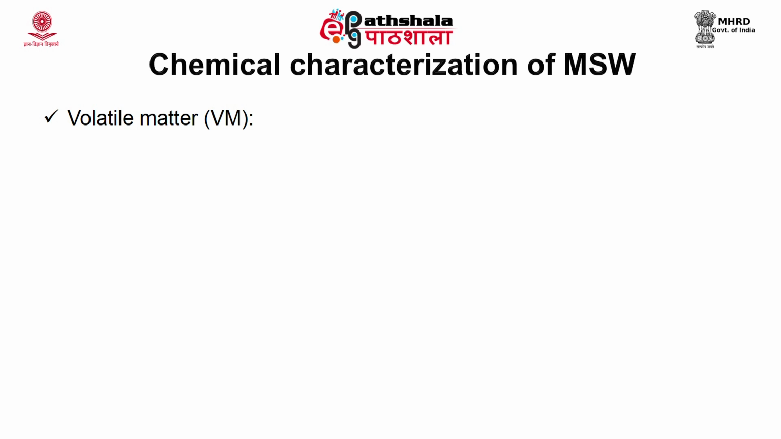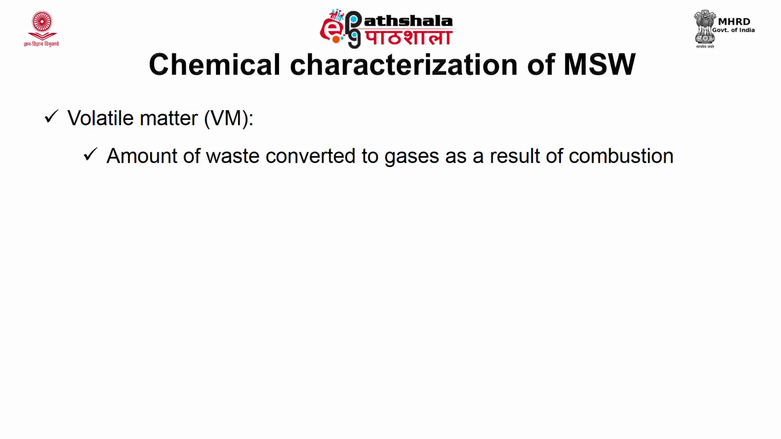Next one, volatile matter. Now, what is volatile matter? It is the amount of waste which is converted to gas during the combustion or burning process. I am sure you know what combustion is. Combustion is burning of waste in the presence of oxygen, right. The waste which is converted into gas as a result of combustion results in the formation of volatile matter.